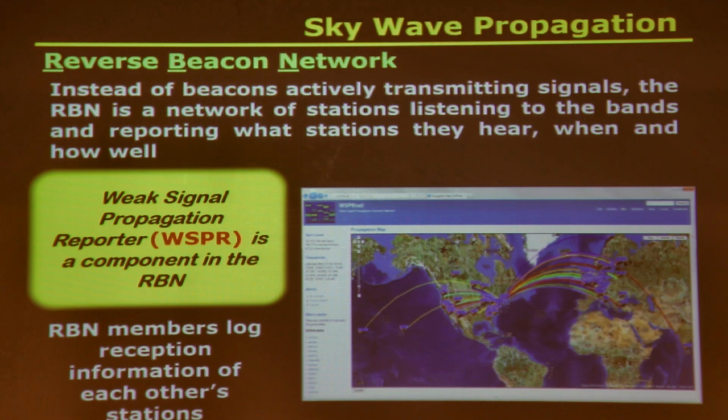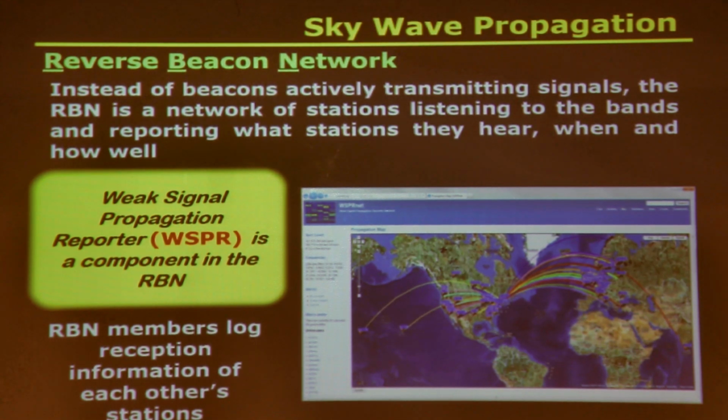One of them is called the weak signal propagation reporter, WSPR, or Whisper, as they call it. It's a component of the reverse beacon network, and this is low power stuff. This is one of those deals where if these guys can get through, anybody can get through. It's not clear enough to tell what frequency, but you look on their page for the frequency, for example 15 meters, and it'll show you what all they've heard on 15 meters.